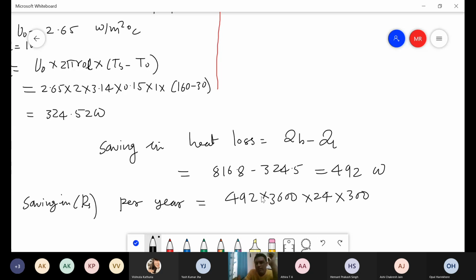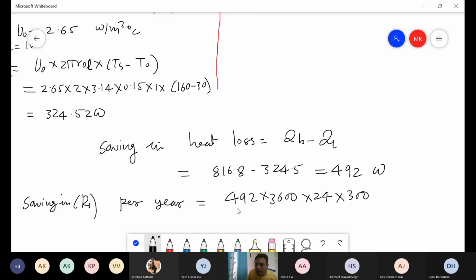Now this saving in the heat loss, whatever the heat loss we are saving, otherwise that will lead to the condensation of the steam, isn't it? If we don't save this amount of heat loss, the equivalent amount of the steam is going to get condensed because of heat loss to the surrounding, isn't it? So we can find out how much amount of the steam is going to get condensed if we don't save this much amount of heat loss, isn't it?